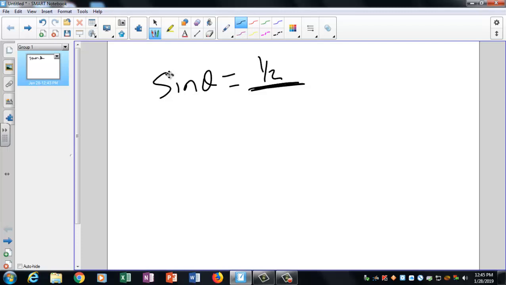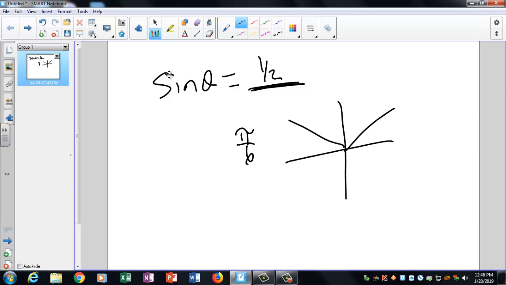The very best students go, hey, that's pi over 6. And I go, yeah, good job. Pi over 6. That becomes your reference angle. Then you're just trying to figure out when is sine positive. That's quadrant 1 and quadrant 2. And you just say the answer is pi over 6 and 5 pi over 6. Does that make sense?